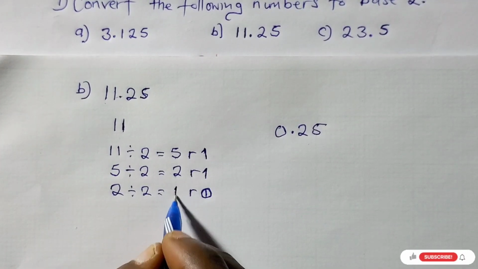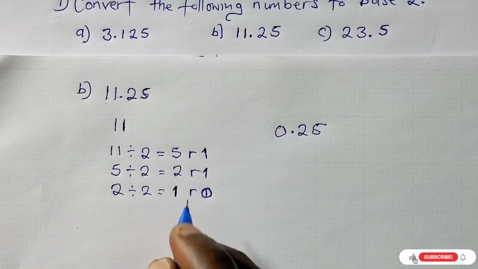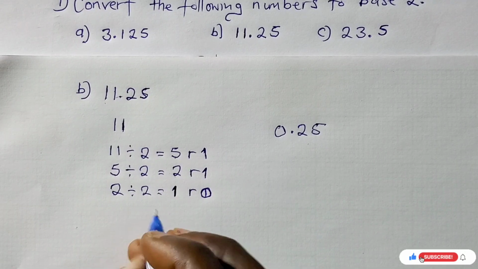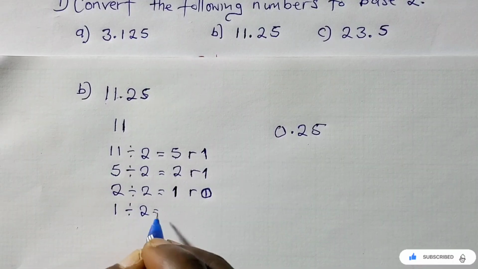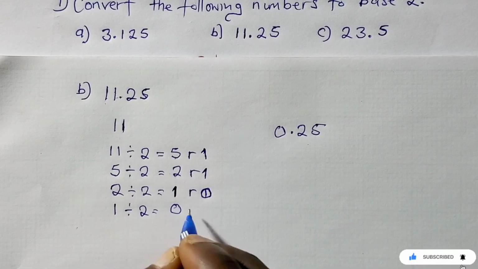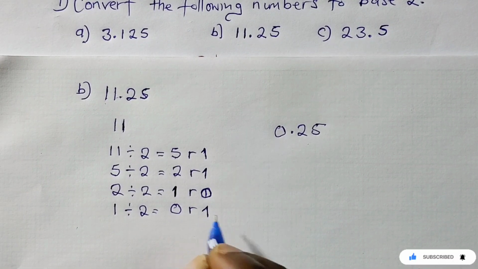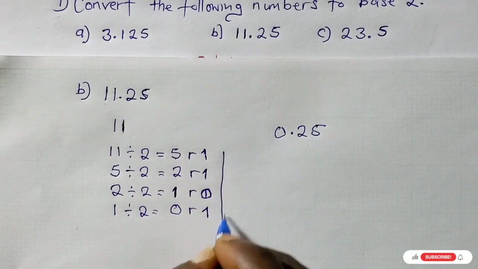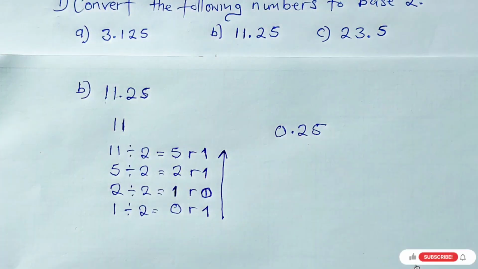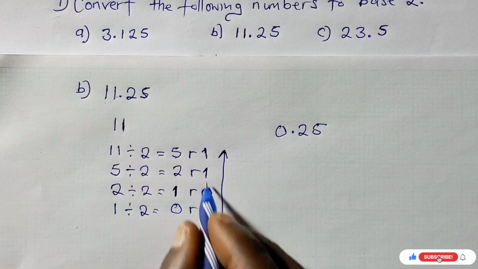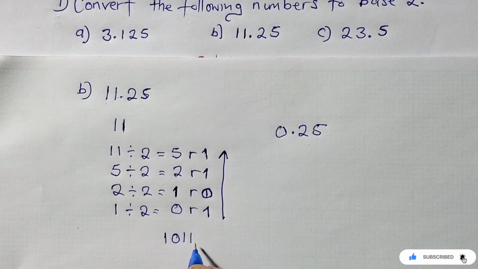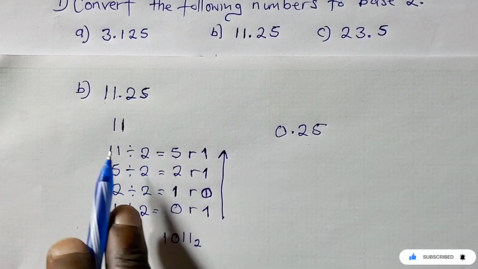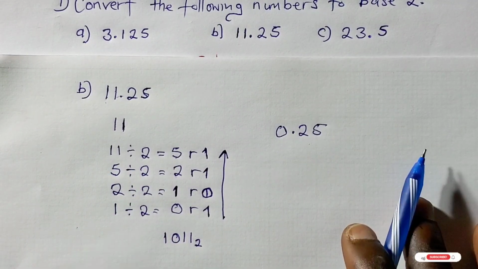Then we have 1. Until this number in front here is 0, you don't stop dividing. So 1 divided by 2, 2 into 1 is 0, remainder 1. Okay? Then you get your answer from the bottom up. So here it will be 1011, base 2. Now let's deal with this side.